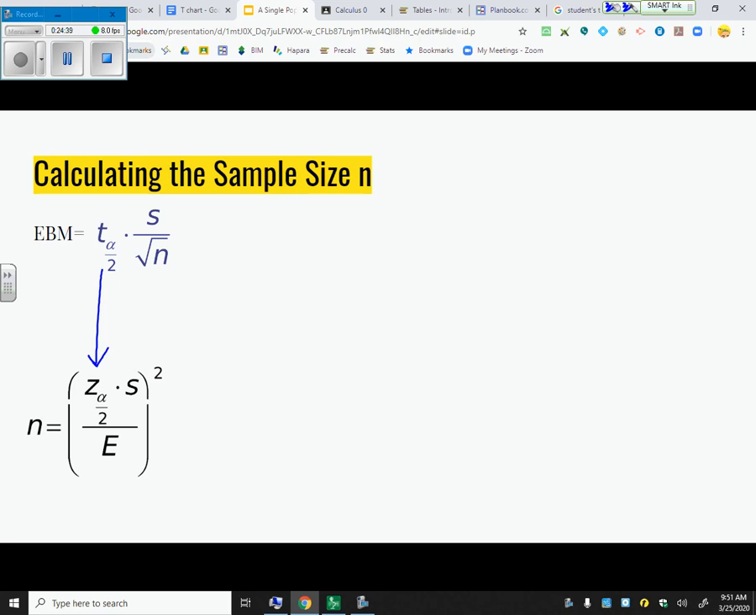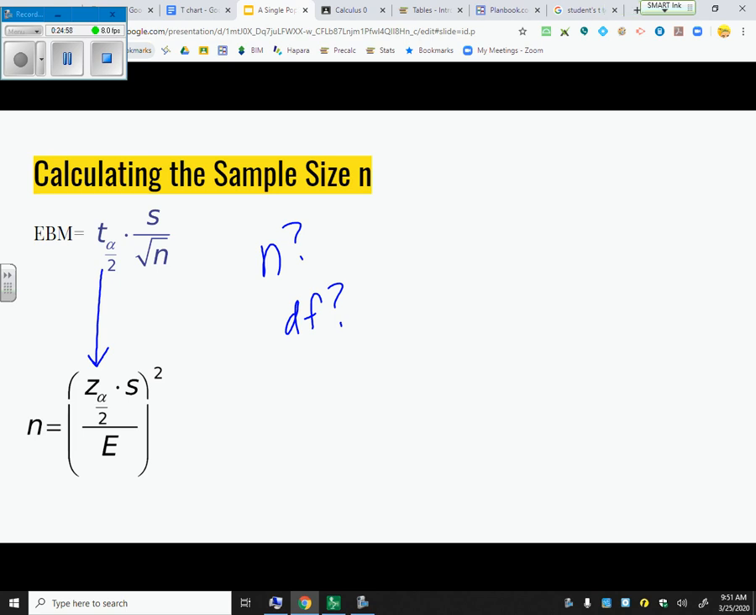See, the problem is I don't know what n is. I have no idea what n is. N is what I'm looking for. So if I don't know what n is, how in the world am I supposed to find my degrees of freedom from the chart? I don't know how I'm supposed to find the degrees of freedom from the chart.